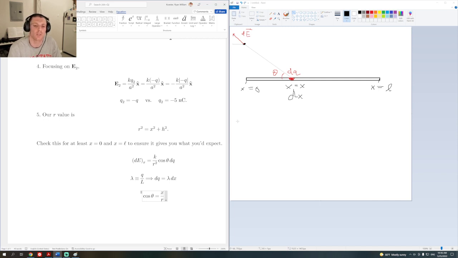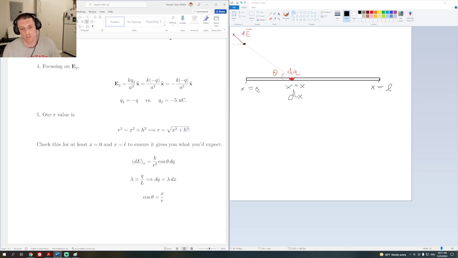And then what you have to do is substitute in what r squared is everywhere, or r rather. So this tells us that r is the square root of x squared plus h squared.